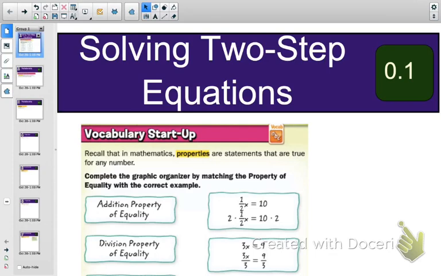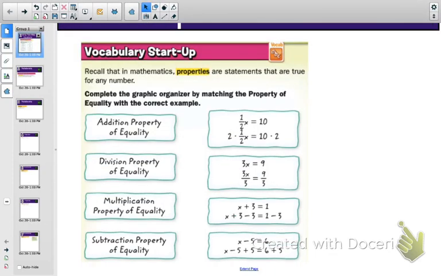So first, we have a couple of properties that we need to go over. The addition property of equality, and the division, multiplication, and subtraction properties of equality. When it's a property of equality, basically that means you're doing something to an equation that keeps it equal or equivalent. So if we look at this box right here, we want to match these together. Our original equation is 1/2 x equals 10. And then notice we're multiplying both sides by 2.